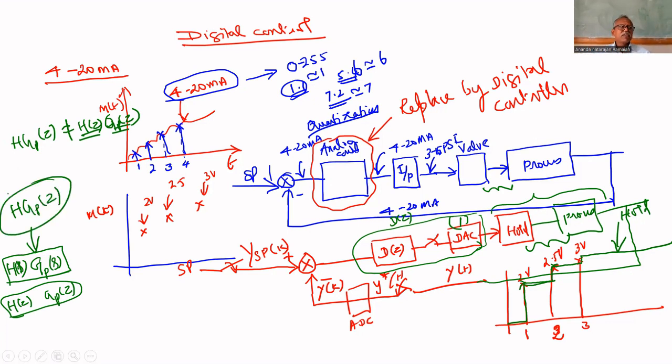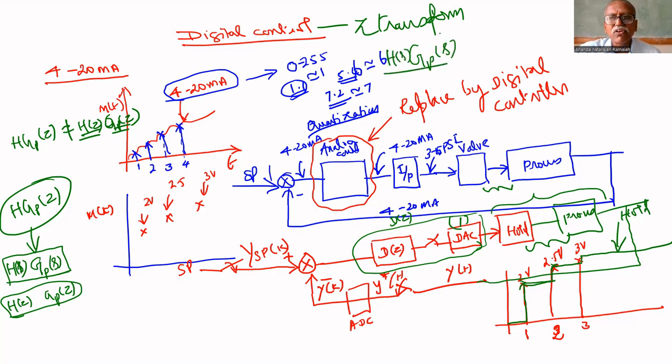So we have to cascade a hold circuit with the process. Then we have to obtain the mathematical model in the Z domain. So the digital controller is in the Z transform domain. That's why we have to multiply the process GP of S by H of S. After that, we have to find the Z transform. That we have seen yesterday.